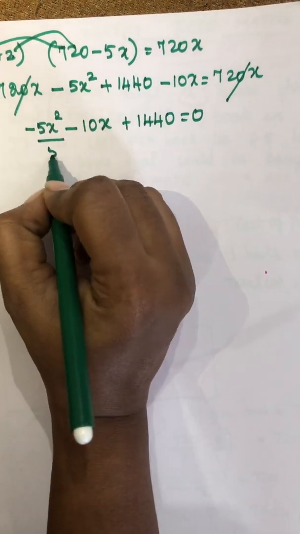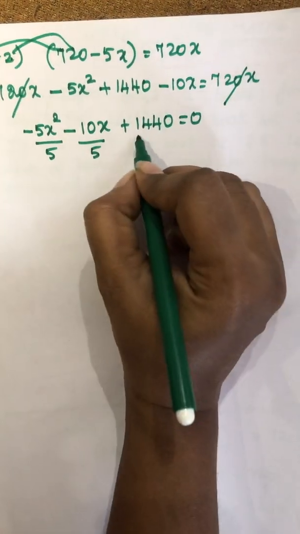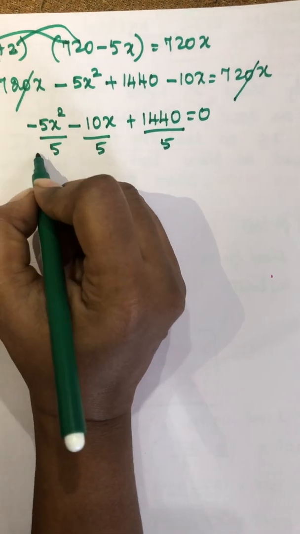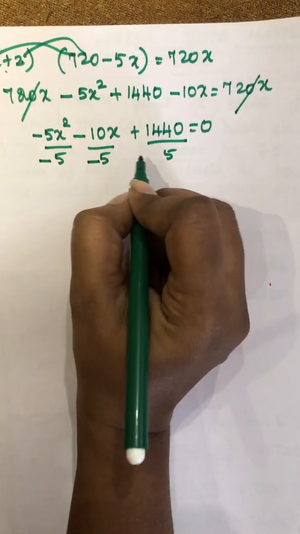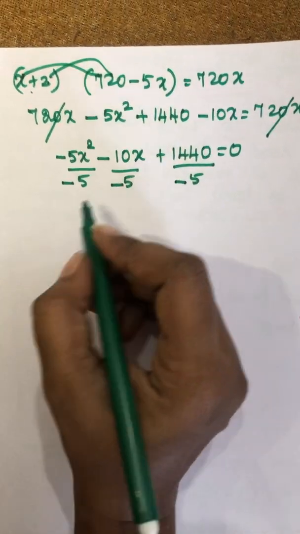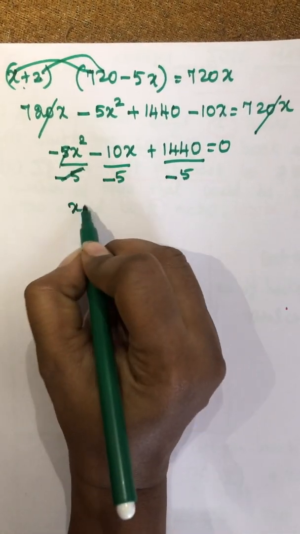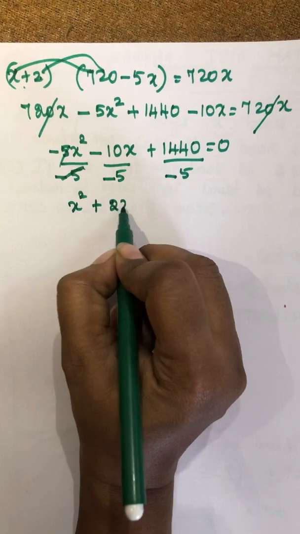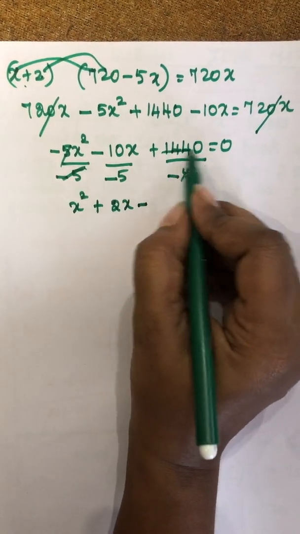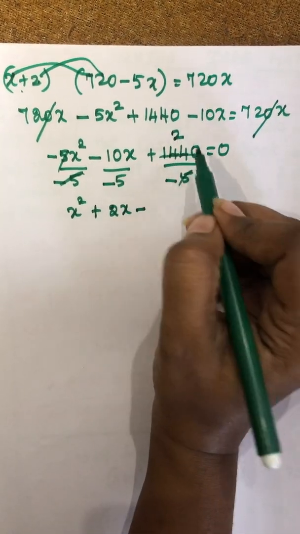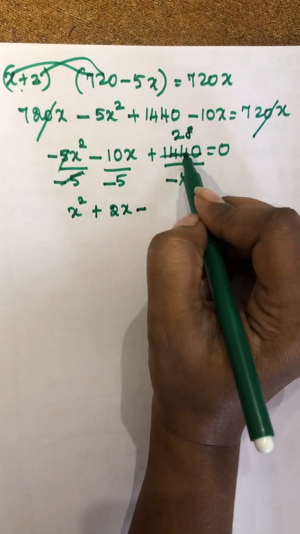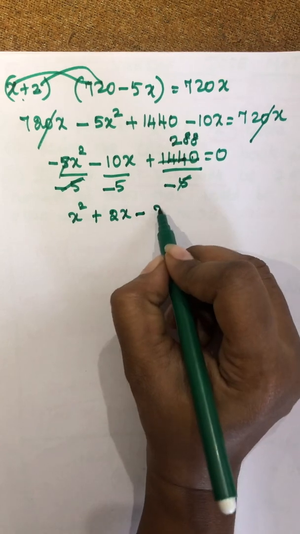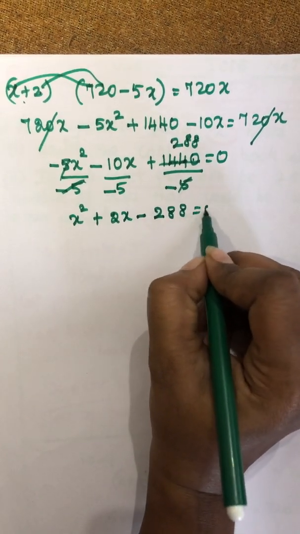So all can be divided by 5, and you have to eliminate this minus, so divide by minus 5. So you get x square plus 2x minus, if we cancel, 5s are 10, this is 4, 8, this is again 4. So 288 equal to 0.